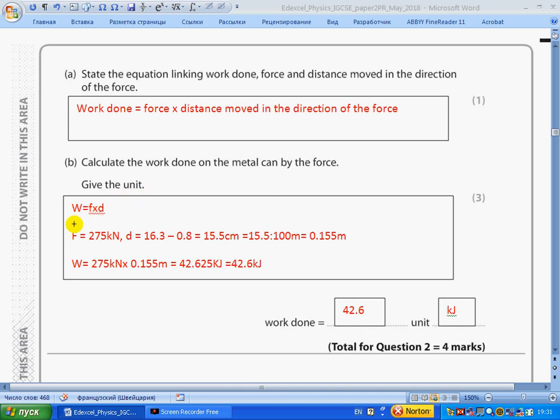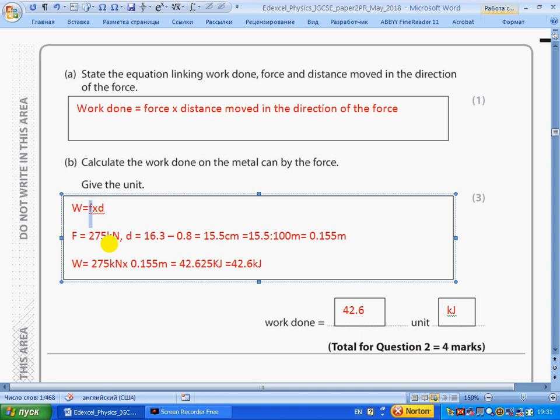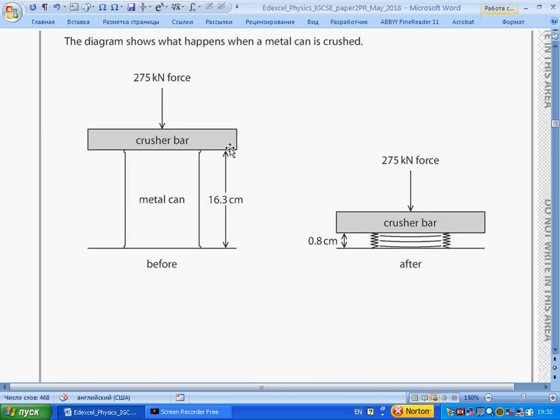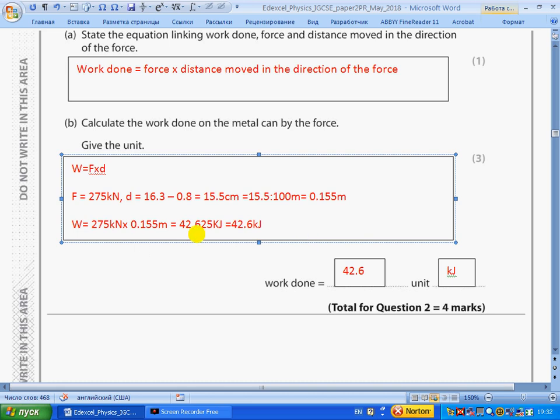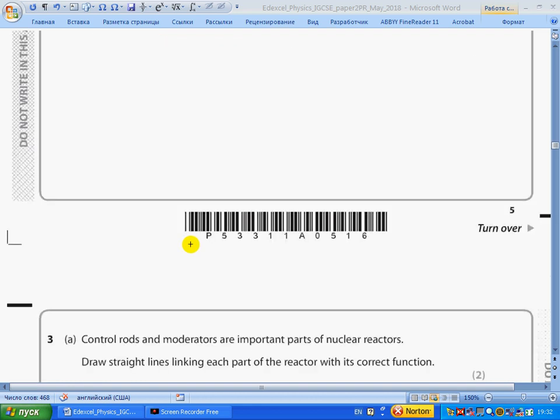Give the unit. So work will be force, capital F, by distance. F will be 235 kilonewton. Distance is 16.3 minus 0.8, 15.5. So this distance minus this distance. And then when we calculate, we keep 3 significant figures because the minimum is 3 significant figures, and you can put kilojoule. So either kilojoule or joule. So 42.6 kilojoule. Next question.